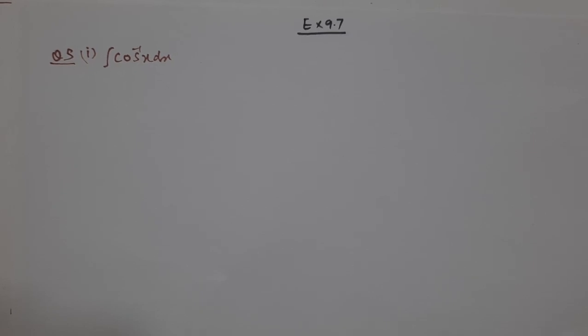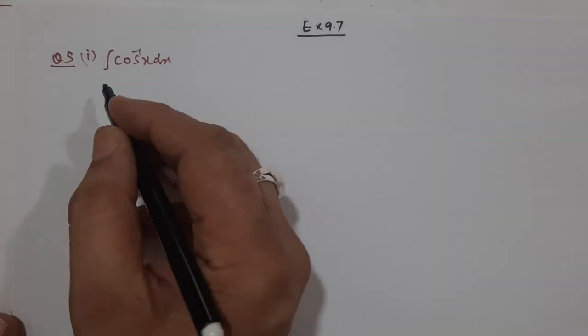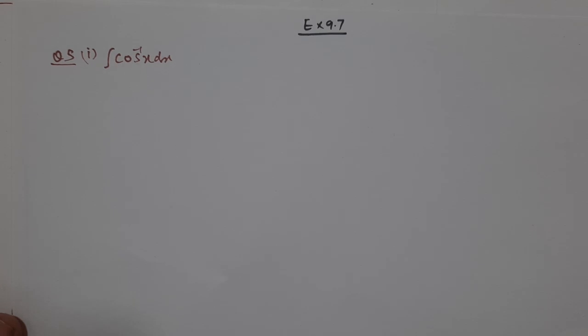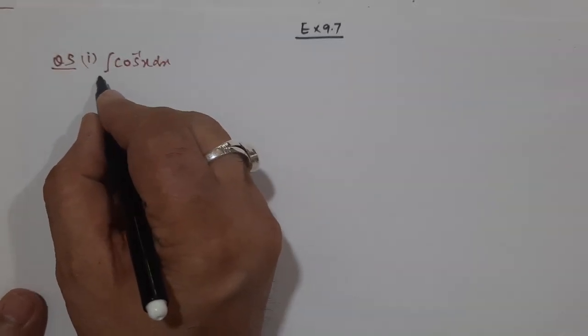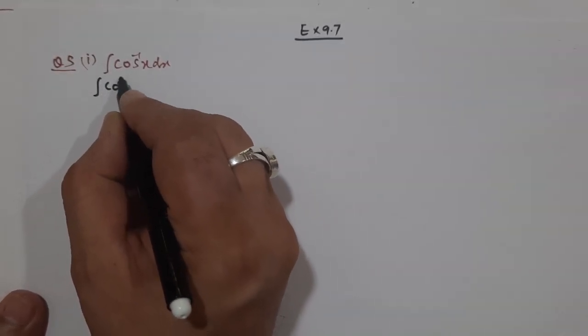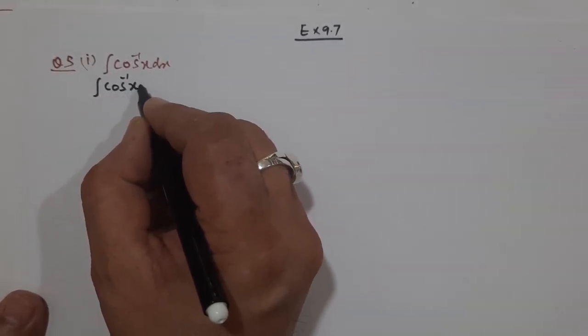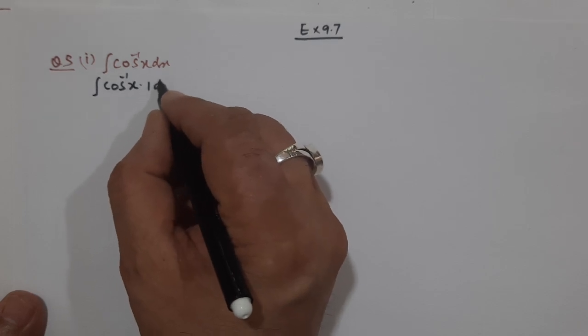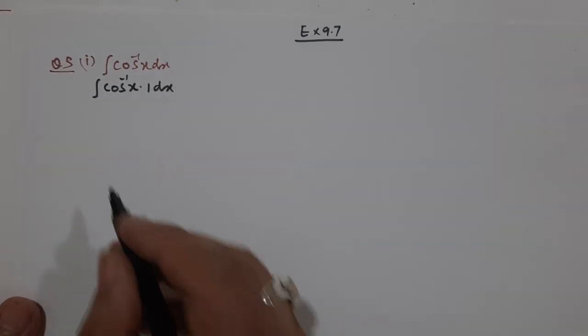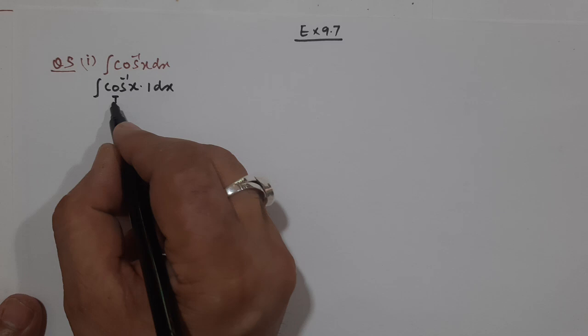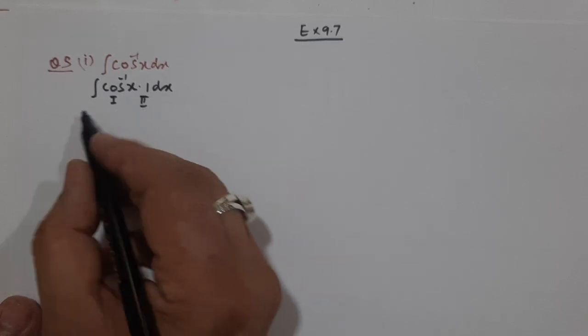Now students, let us start with the fifth question, first part of exercise 9.7 based on indefinite integral. Question is integral of cos inverse x dx. As I told you earlier, whenever there is only one function, then we take 1 as the second function. So taking cos inverse x as first function and 1 as second function.